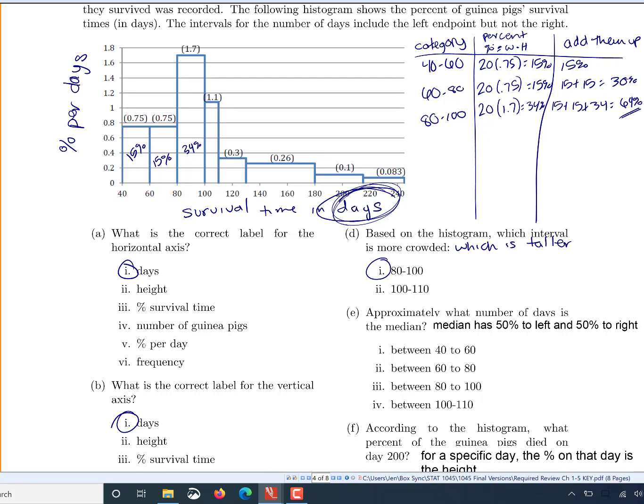So this is bigger than 50%. This is smaller than 50%. So where's 50%? Somewhere right here in the middle. So the median is going to be between 80 and 100, because at 80 we're at 30%. At 100, we're at 64%. So it has to be somewhere there in the middle. So let's go with number 2.